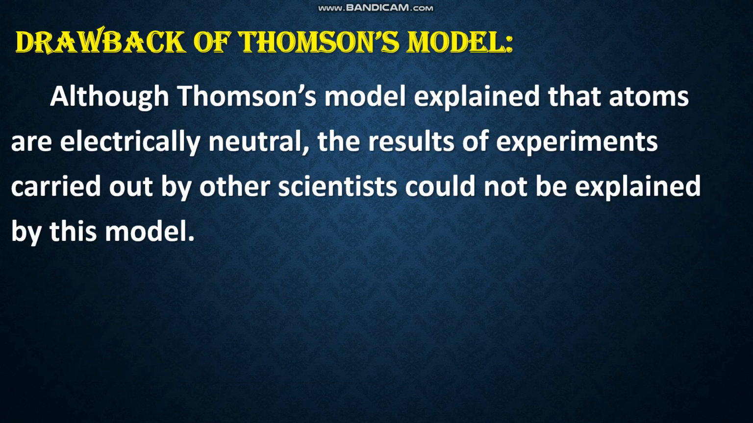Now let us see what is a drawback. What is meant by drawback, disadvantage or limitation of Thomson's atomic model. Although Thomson's model explained that atoms are electrically neutral, the results of experiments carried out by other scientists could not be explained by this model. That means later many scientists found out different models. So what they found out, this Thomson's model could not explain.